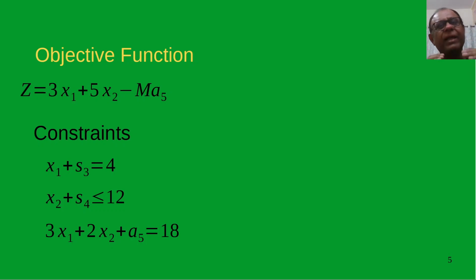Now I'll explain why it is minus M a5. Because we will have to solve the entire simplex tableau in such a way that a5 goes to 0 and z goes to the maxima. Where a5 is a positive variable, till it does not go to 0, we will never achieve the maxima. So that's the entire idea.